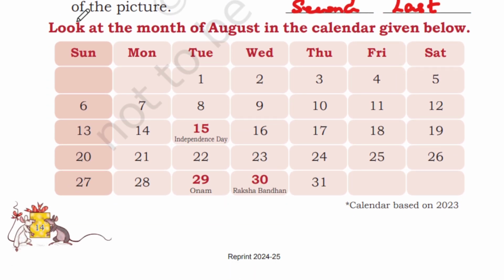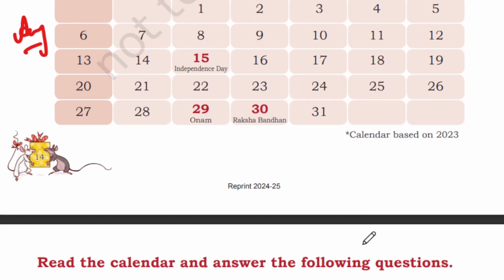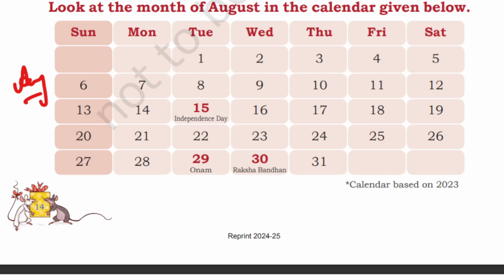Next. Look at the month of August in the calendar given below. So we have been given the calendar for the month of August. Here, day one starts with Tuesday. Based on this calendar they have asked a few questions, so let's find out the answers. This is an important question for your exam, students. Very, very important question.